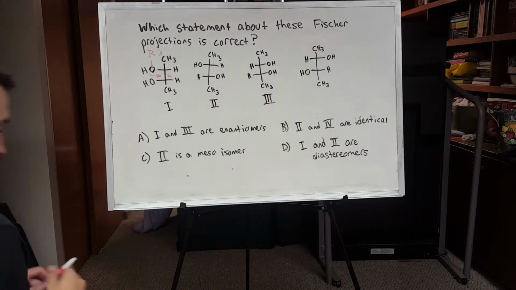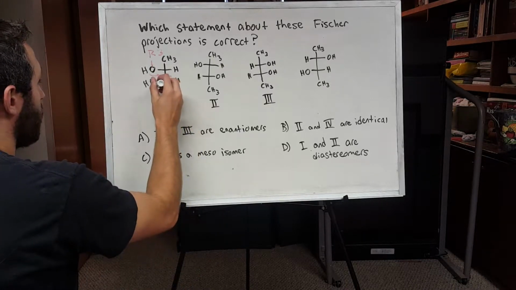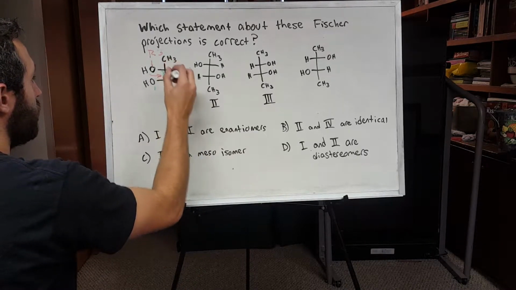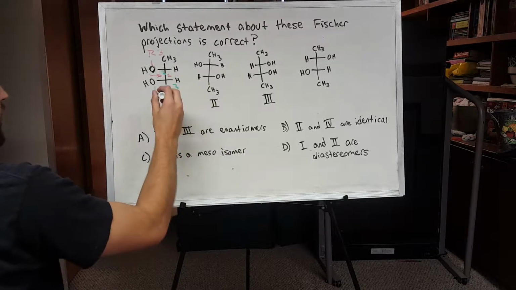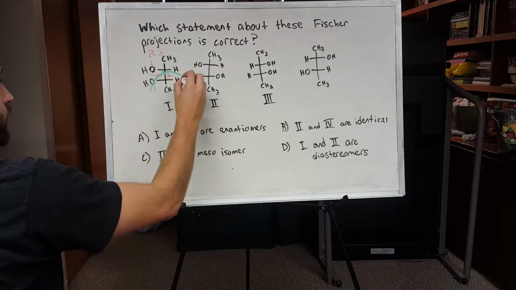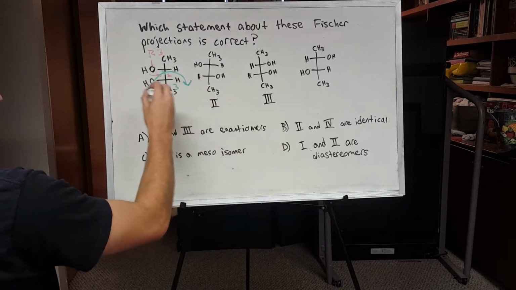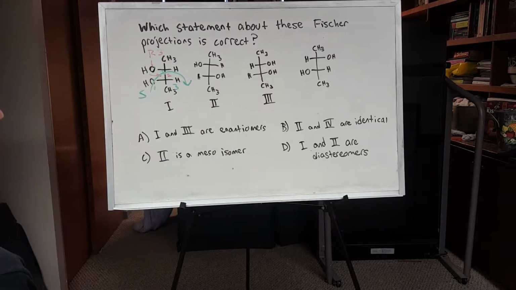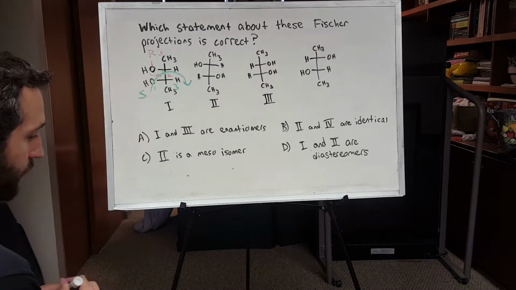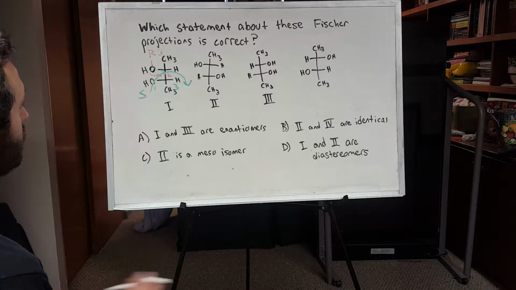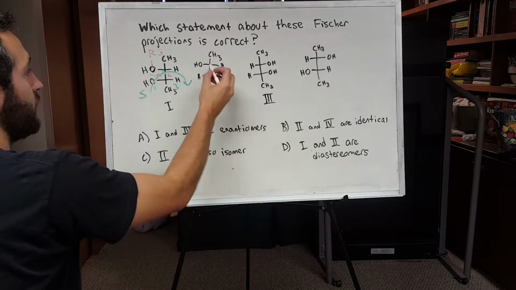Let me try to use a different color for the bottom one. Okay, this guy, again, 1, 2, 3. So that is a right-hand turn. We flip it back, S. Correct? Okay, so now next one, we have R and S over here.